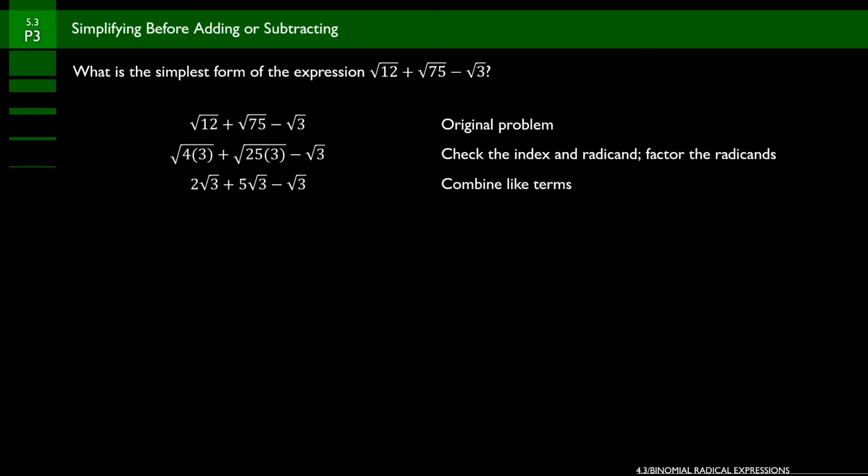So now we've got a new line of 2 square root of 3 plus 5 square root of 3 minus square root of 3. In this case, all of our indices are the same and our radicands are also the same. So now we can add or subtract these. So 2 plus 5 is 7, minus 1 is 6, so we get 6 square root of 3.